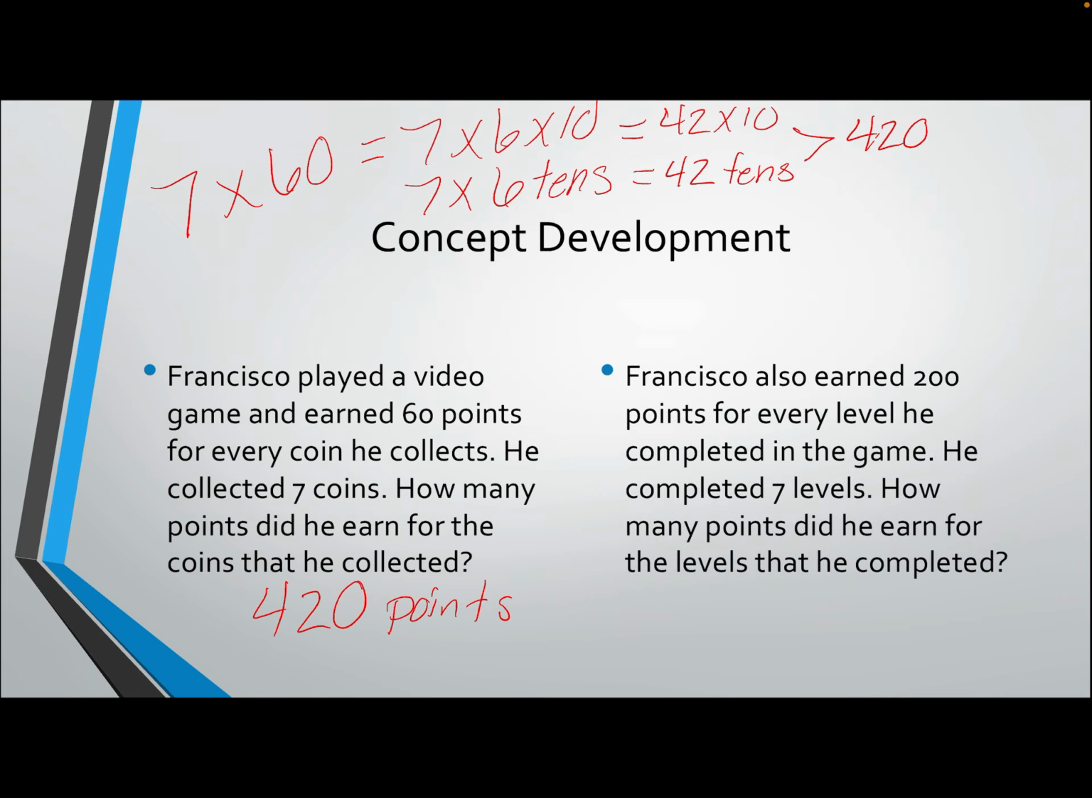For the second part, it says Francisco also earned 200 points for every level he completed. He completed 7 levels. How many points did he earn for the levels he completed? So you've got 7 levels, 200 points per level. So again, we can simplify this for ourselves. 7 times 2 times 100, or 7 times 2 hundreds.